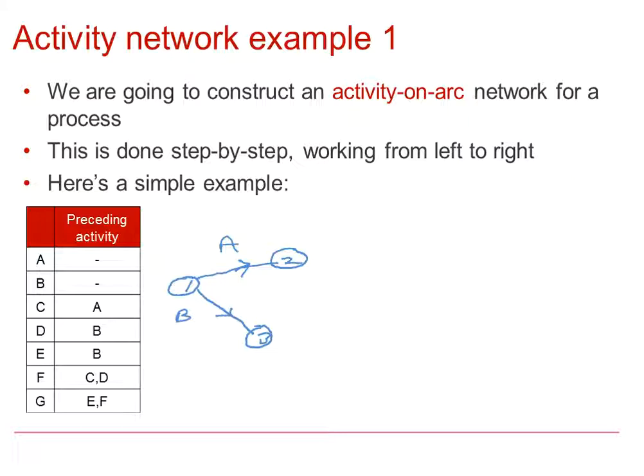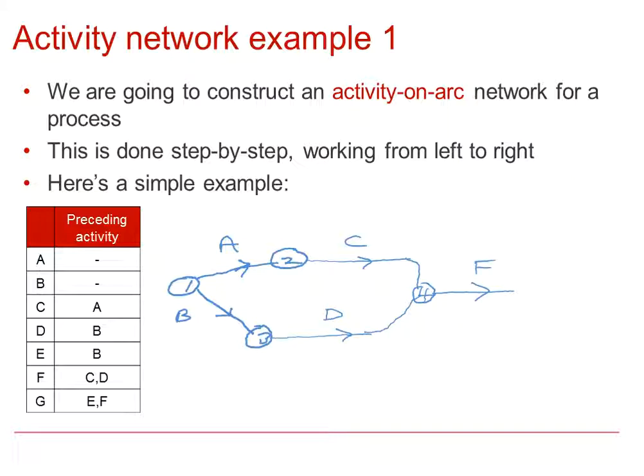So you can see that activity C depends on A being completed, so it starts from node 2. Activity D requires B to be completed, so it will start from node 3. You can see that F depends on both C and D being completed, and I can use one node to represent C and D being completed, from which F can then start.